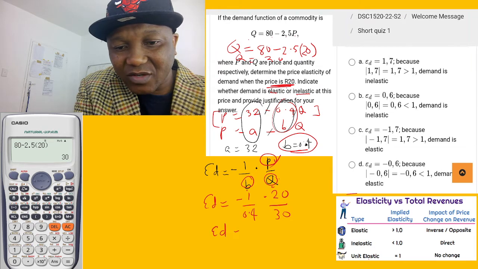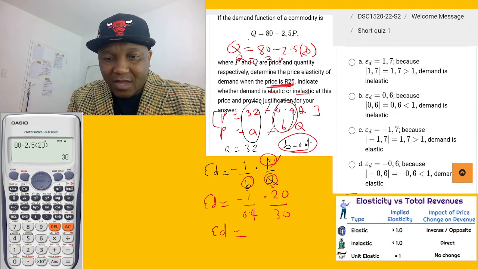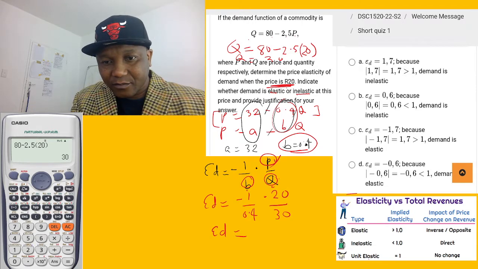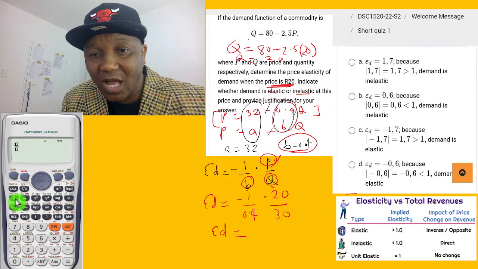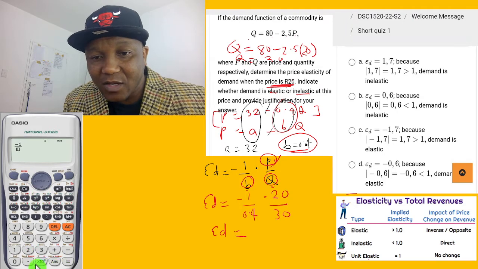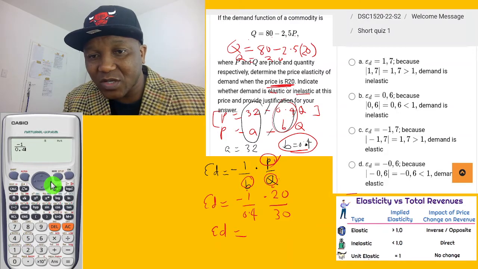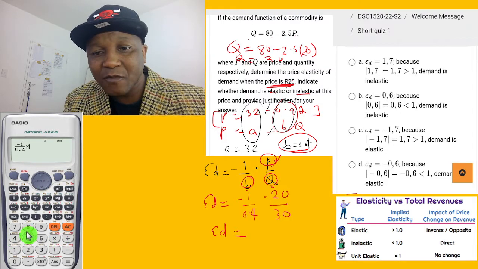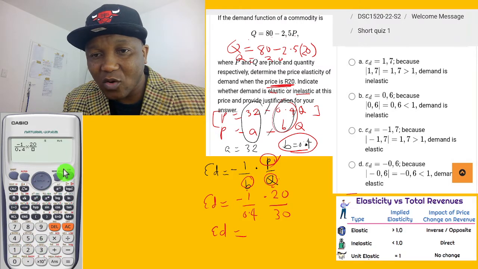So elasticity of demand equals, let's plug it into a calculator now. Okay, so we're going to say fraction. Come here, write your fraction: -1 over 0.4. There are a lot of methods you can use to solve this question. I'm going to show another method. Times fraction, 20 over 30.